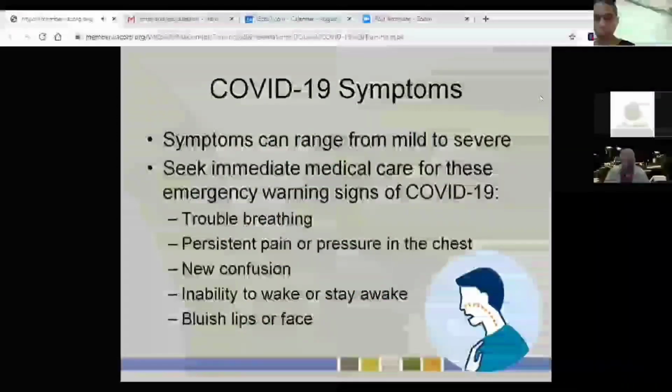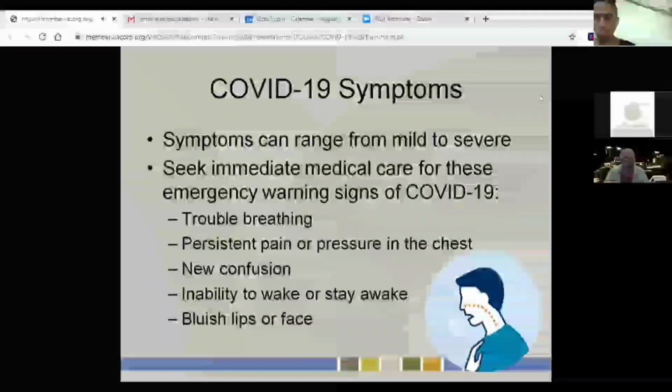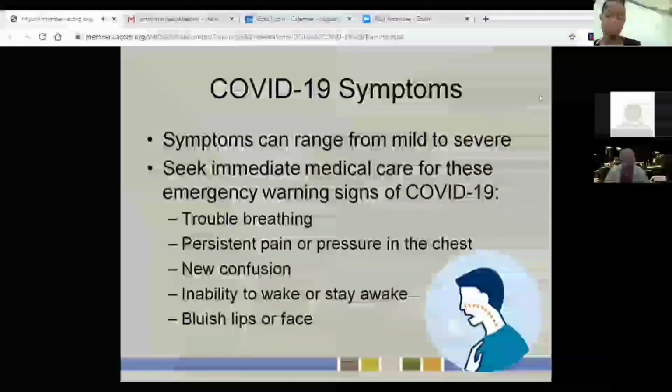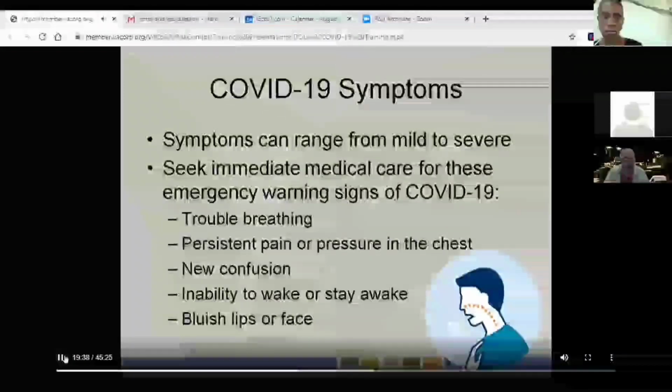So the symptoms can range from mild to severe, and of course there's a whole lot of different ones, but there are a couple things that we really want to be looking out for. Things like trouble breathing, persistent pain or pressure in the chest, new confusion, inability to stay awake or wake up, bluish lips or face. All of these things could potentially be signs that someone is infected with the virus, and of course should seek immediate medical care. And I would argue, regardless of the cause, if you're having any of those symptoms, trouble breathing, chest pain, all that fun stuff, whether it's the coronavirus or not, you certainly should be getting immediate medical attention.